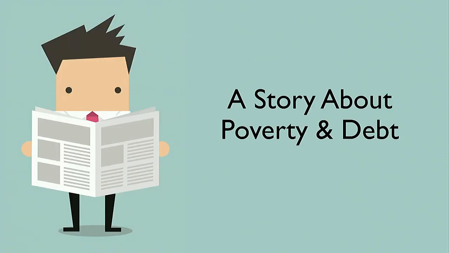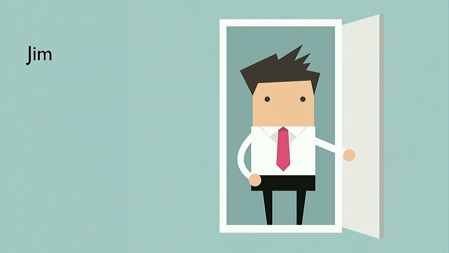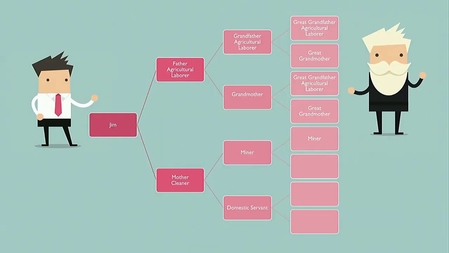To set the scene, I want to tell a story about poverty and debt, to make us think about what that means. I'm going to introduce Jim, who's our character in this story. Jim is breaking out of a poverty trap. From his great-grandfather, his family were all in manual jobs, and you might think of some Dickensian story of deprivation that the family has been in.